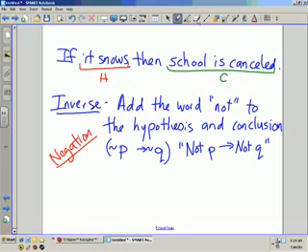Pause just a second. See if the people in the room can write down the inverse of this statement. Remember, you're simply adding the word not to the hypothesis and the conclusion. Pause now.